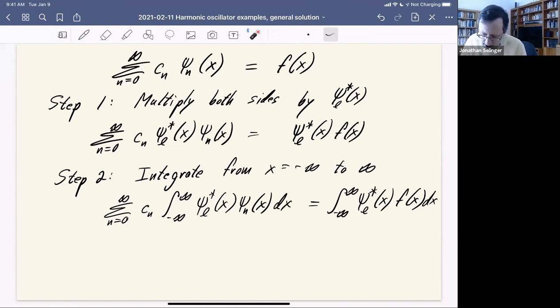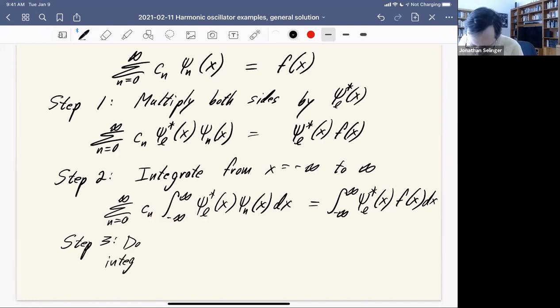On the left side, maybe you expected to see the integral out here in the front, but it doesn't matter because I can factor a sum out of an integral, and the c coefficients don't depend on x, so they can also be factored out of the integral. So let's put the integral here. And then step 3 is do the integral here.